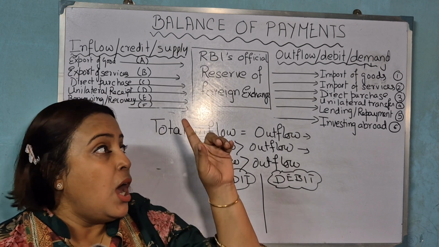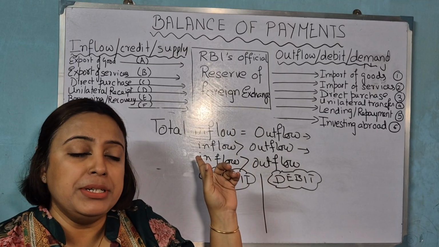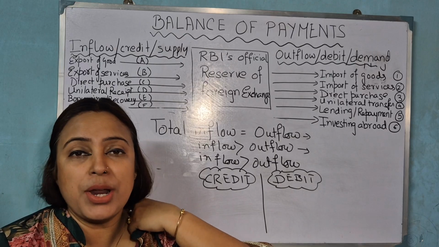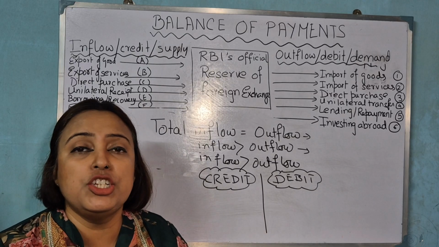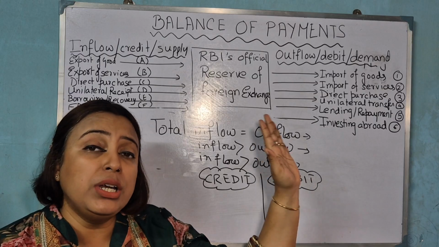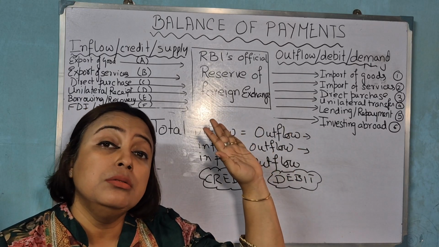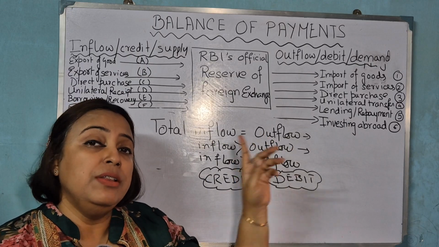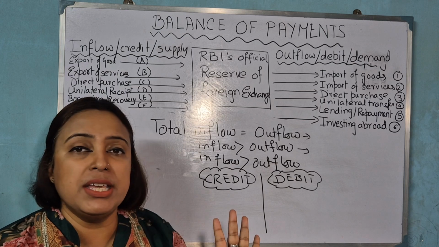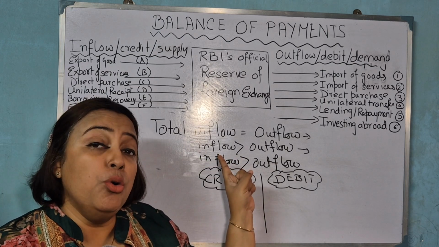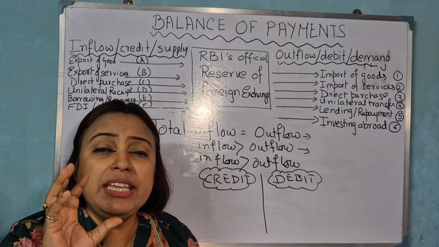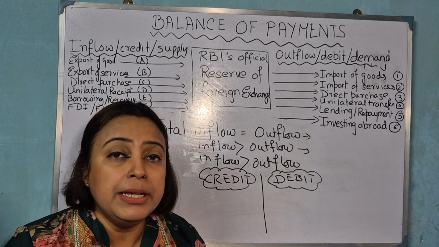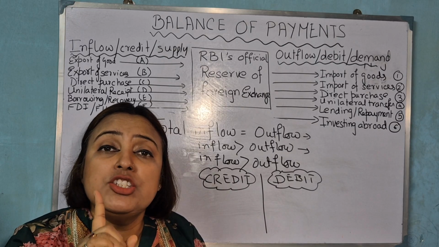After all the credits and debits have happened, we total them out: total inflow of foreign exchange, that is total credit or total supply of foreign exchange, whether it is equal to the total demand, debit or outflow of foreign exchange. If the two are equal, there is no movement in the official reserve. Everything is fine. When the inflow is greater than the outflow, that means we are earning more foreign currency than we actually have to spend, which is called a surplus balance of payment situation.